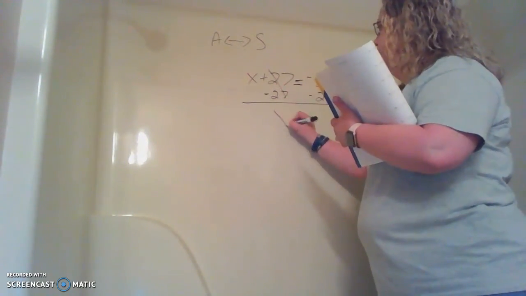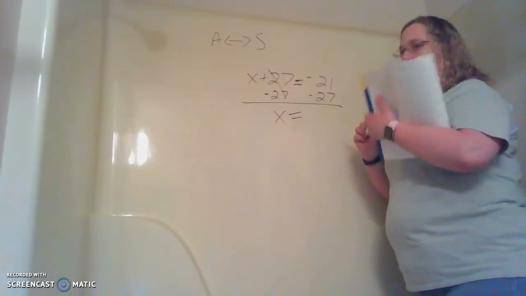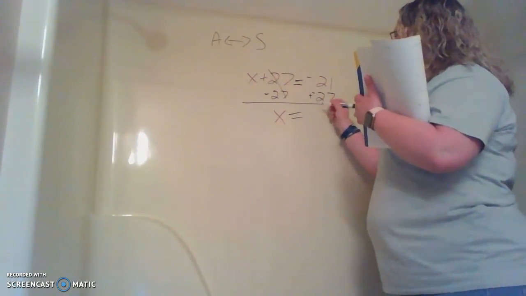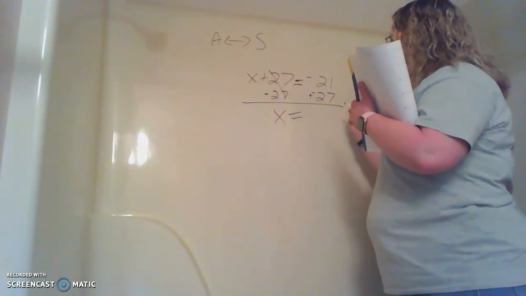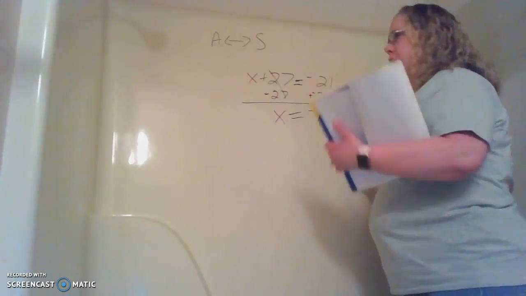That'll cancel out, and you're left with x equals, all right, so we have 2 negatives. So we're going to add. So you have plus -27. So you have negative 21 plus negative 27 gives me negative 48.